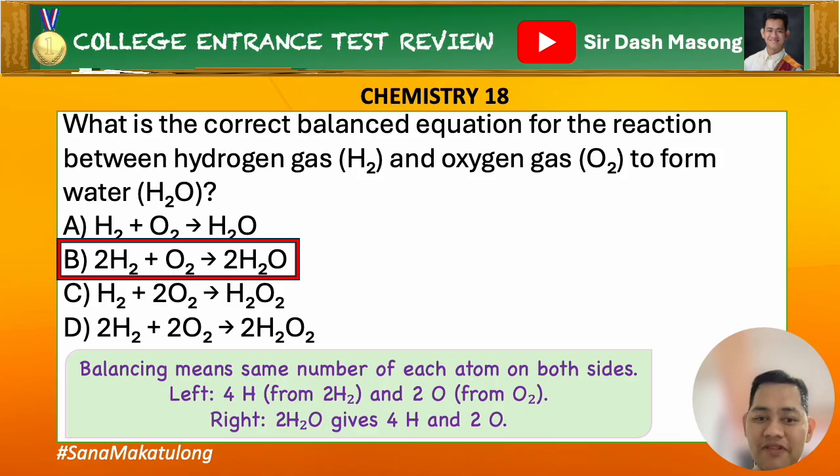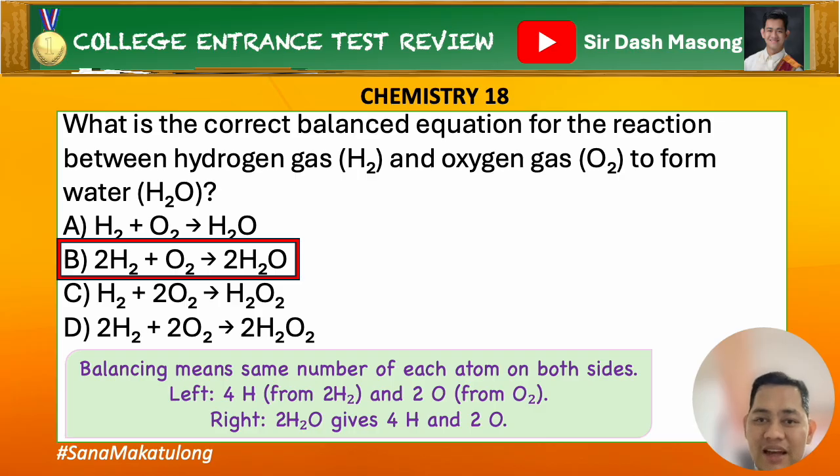So, sa left, meron kang 4 hydrogen kasi 2H2, and then 2 oxygen kasi nga O2. Then, sa right, you have 2H2O. So, that is 4H and 2O. And water, take note, is H2O. Hindi siya H2O2. Ang H2O2 ay hydrogen peroxide na. So, bakit mali si A, C, D?